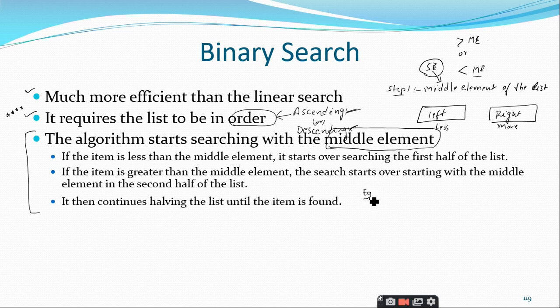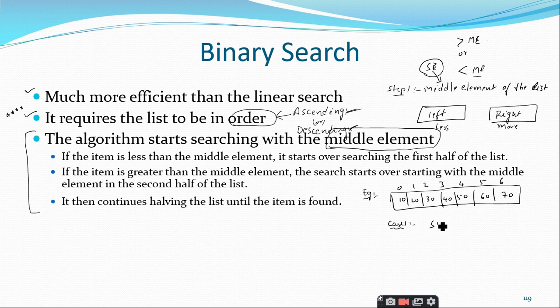As an example, let me take a list of elements like this. So I have 7 elements. These are the indices I am representing for the array, and let me take the first example. Let the search element be 40.